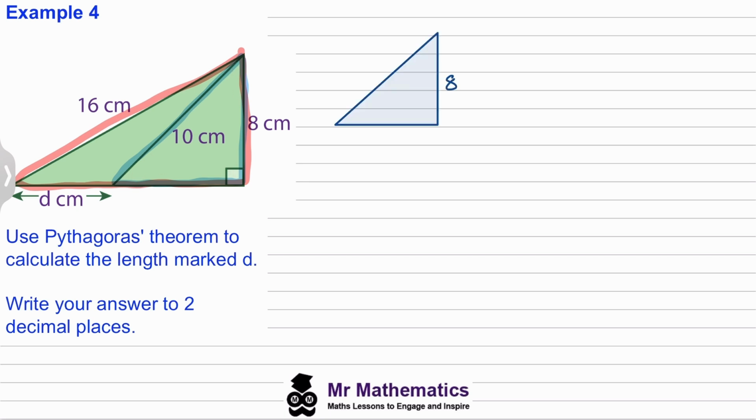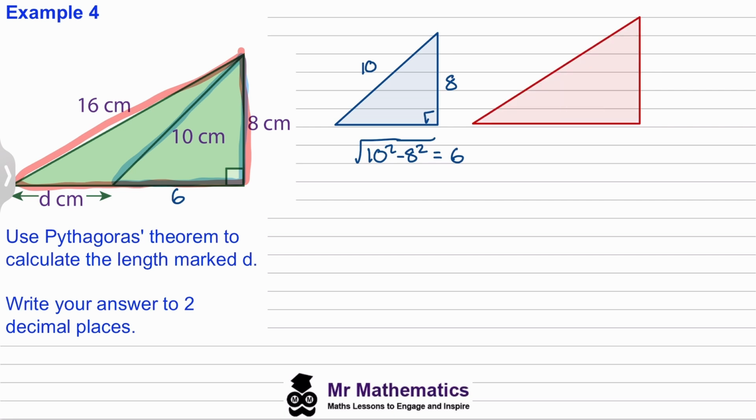We have a perpendicular height of 8, and the hypotenuse is 10. So we can work out this base as the square root of 10 squared minus 8 squared. And this will give us 6. So this has a length of 6. And then if we draw the bigger red triangle, the perpendicular height is still 8, and the hypotenuse is now 16. But the base is now d plus the 6 we just worked out.